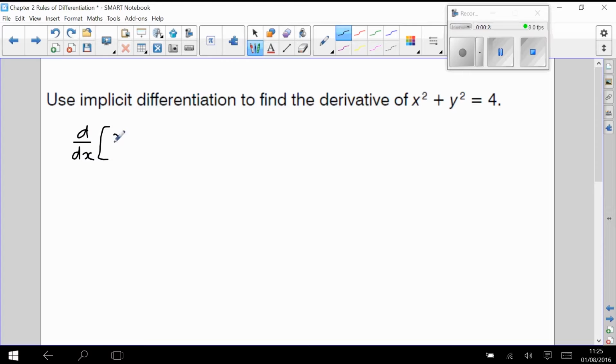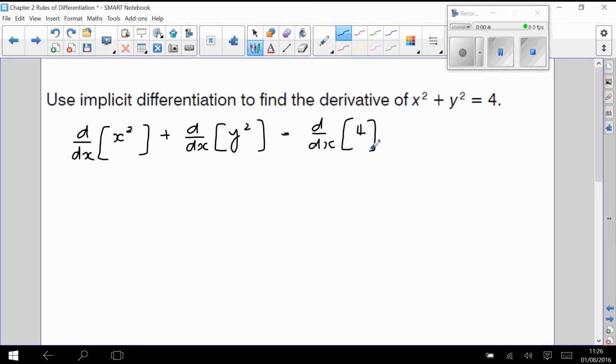There are two terms on the left-hand side, so I want to find the derivative of the first term and add that to the derivative of the second term. I also want to find the derivative of the right-hand side of the equation, so I must find the derivative of the constant 4. Two of these terms are easy to do.